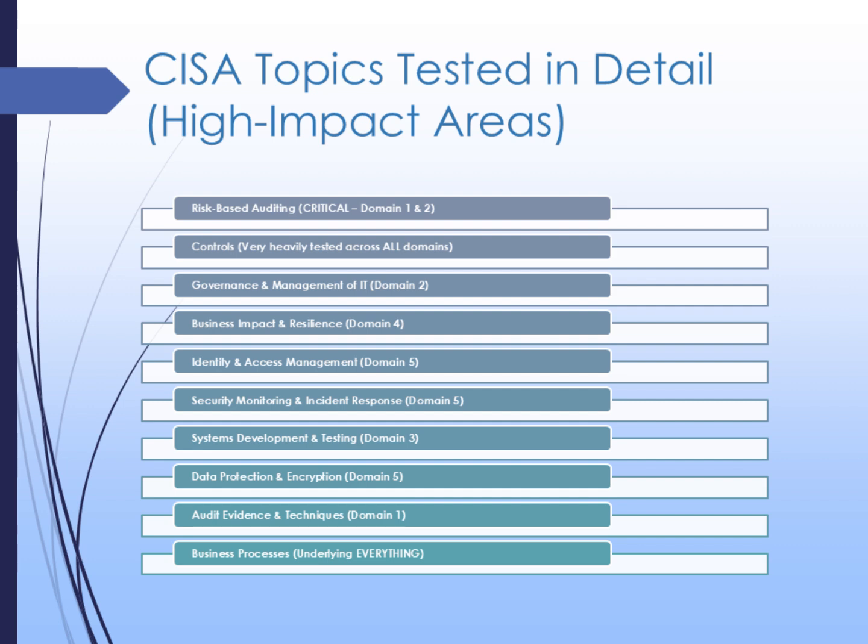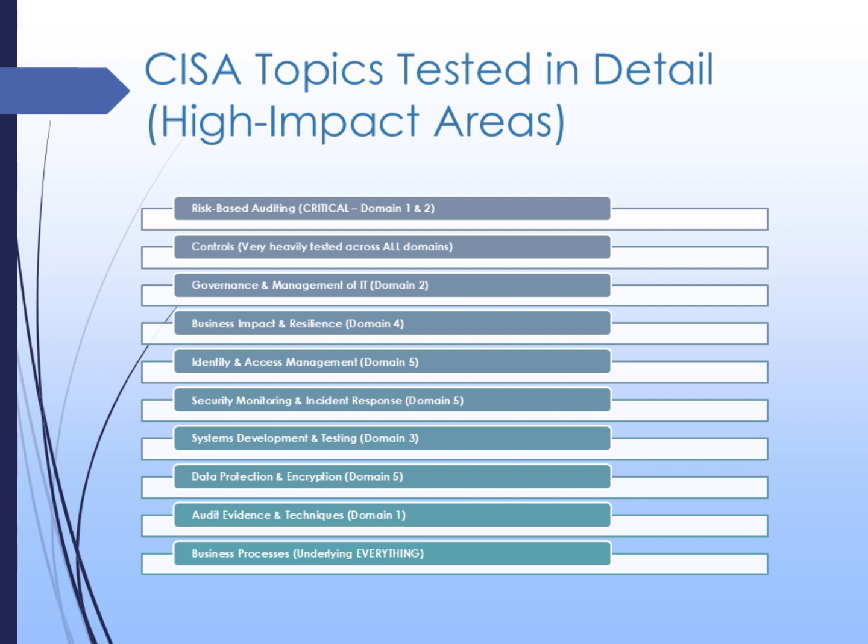As you prepare for the CISA exam, there are certain areas that consistently receive stronger focus and are tested in far greater detail than others. These are the high-impact topics that candidates should prioritize during revision. One of the most important areas is risk-based auditing, particularly across domains 1 and 2. This forms the foundation of the audit process and appears repeatedly throughout the exam. You need to understand audit risk, risk assessment, control evaluation, audit planning, and how to link risk to appropriate audit procedures and controls.